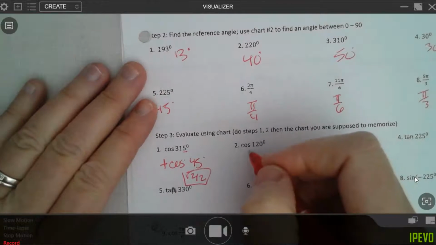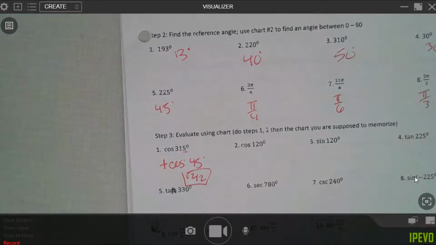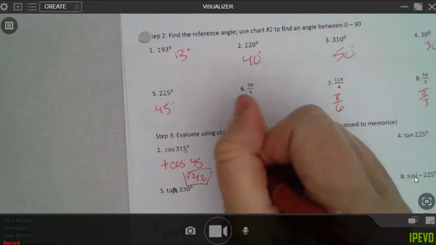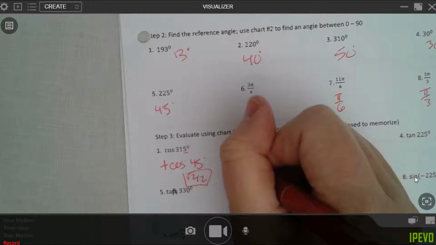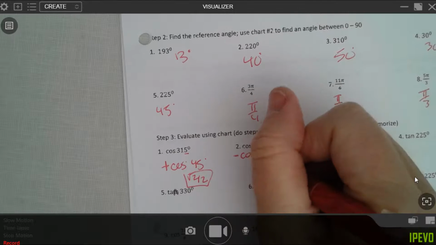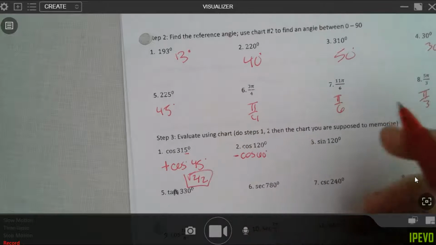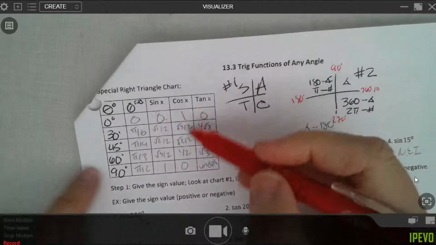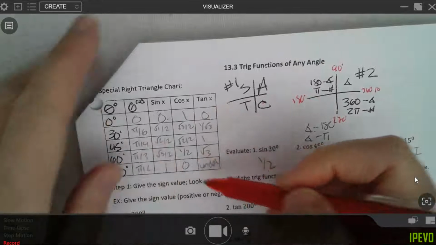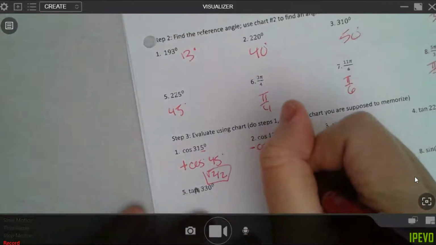So cosine of 120. So 120 does not match the cosine quadrant, so I'm going to put negative. Reference angle for 120 is 60 degrees. So if you go up to your chart up there, cosine at 60 is a half. So our answer is negative a half.